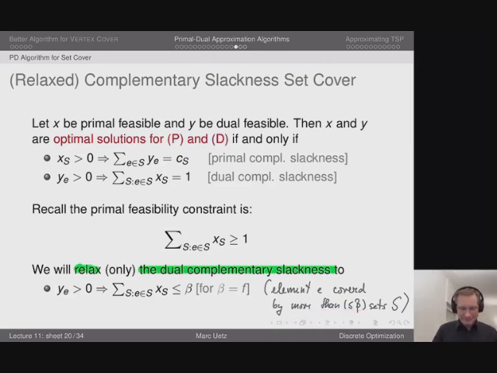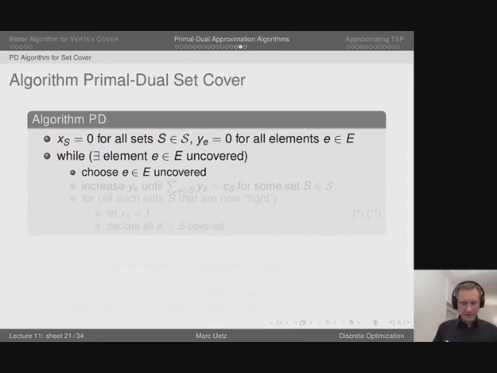So that said, I can describe the algorithm. As I already indicated, it's going to construct a primal and dual feasible solution at the same time, exactly in the same way like we did it for the vertex cover problem, where we constructed a vertex cover and a matching at the same time. So we start with 0 solutions in the beginning, and as long as there is still an element that needs to be covered, which is yet uncovered, I choose one of the uncovered elements arbitrarily.